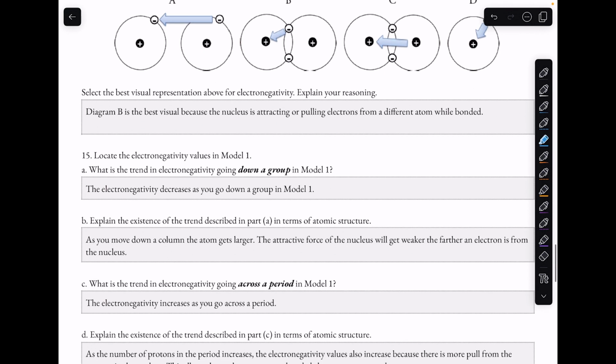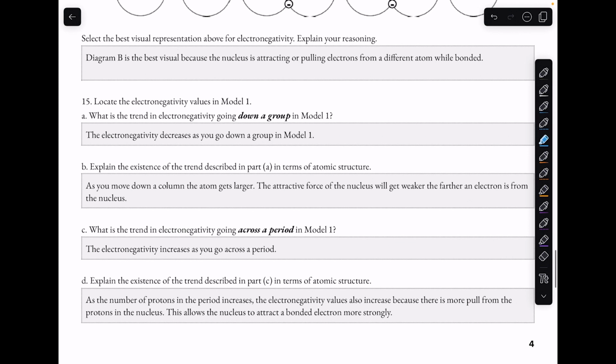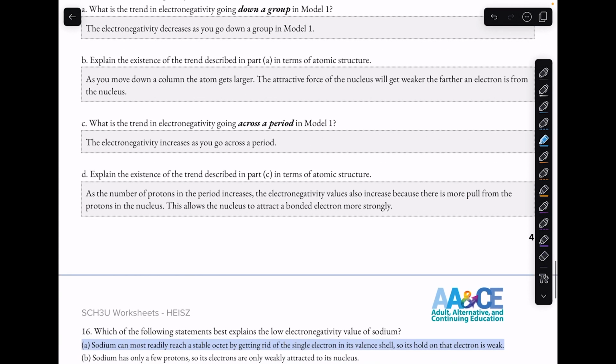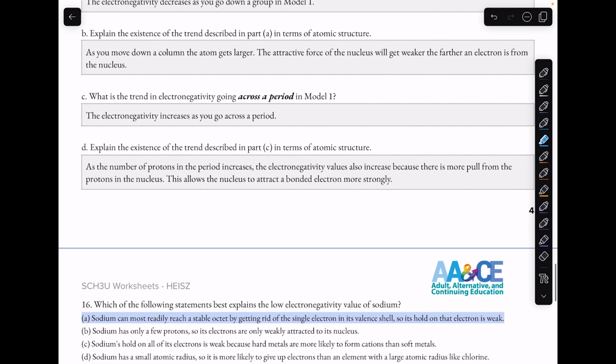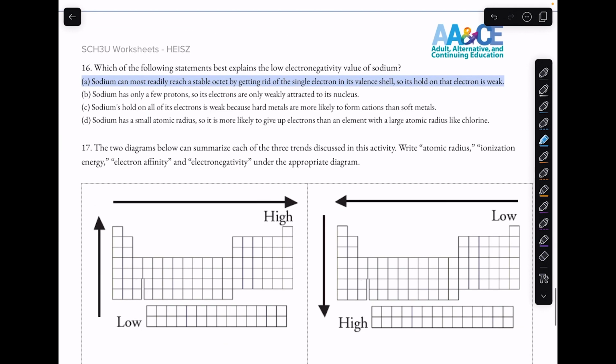As we go down a group, electronegativity decreases, and that's again due to the electrons being farther away and the shielding of the inner electron rings. And across a period, again, it's the effective nuclear charge increasing, so there's going to be a stronger pull from the nucleus on electrons that happen to be in a bond with that atom of that element. Another multiple choice there, 17.